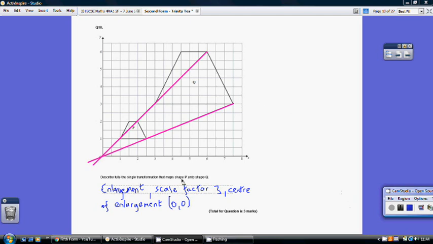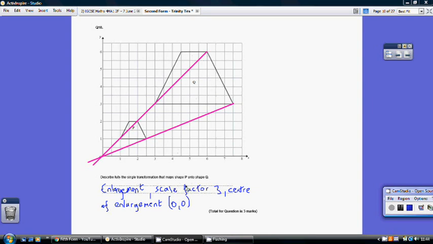Question 10. Describe fully the single transformation that maps P onto Q. So P onto Q, we can see it's the same shape but bigger. So the first mark will be for saying it's an enlargement. Just take any length of your choice, for example, the length at the top. This has gone from a length of 1 to a length of 3. So our second mark is for saying the scale factor 3. So the lengths are 3 times as big.